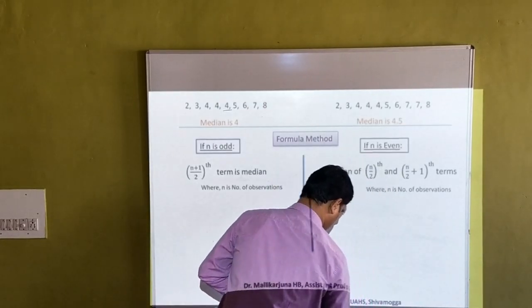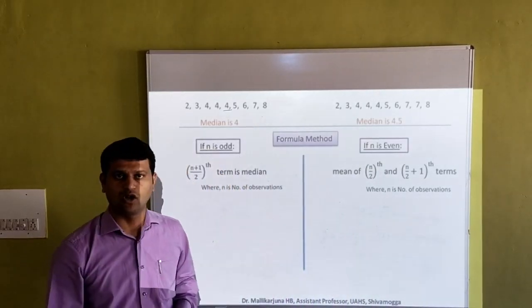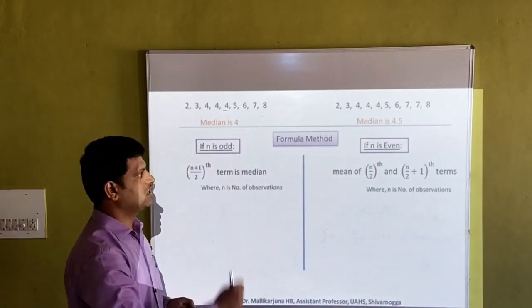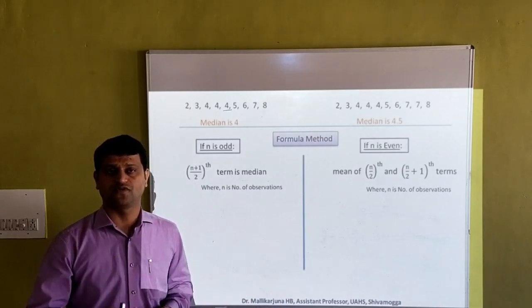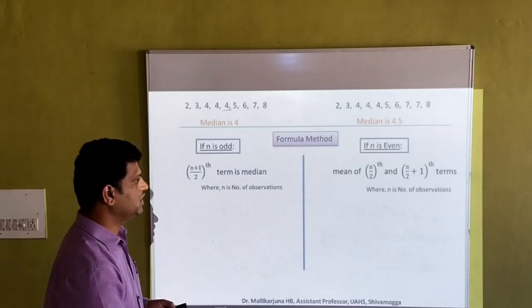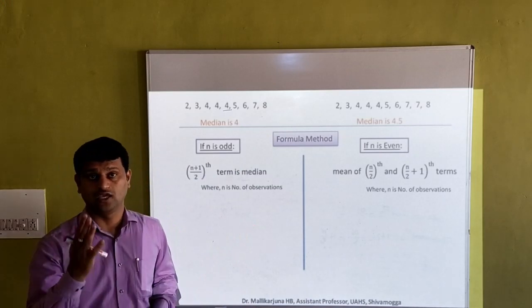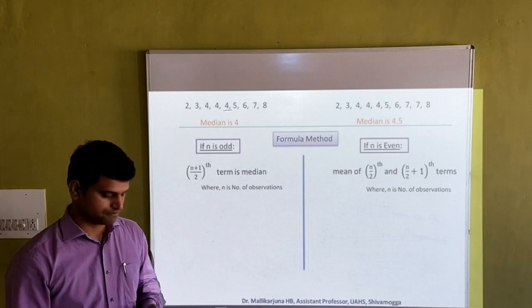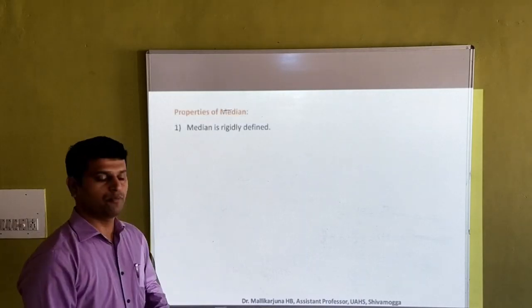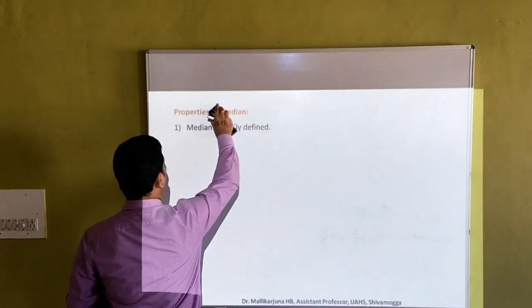So here, it is better to remember these formulas, because when there are a large number of observations, around 50 or 70 observations, in that case we cannot find out the middle one. So that's why the formula is best. Come to properties of median.